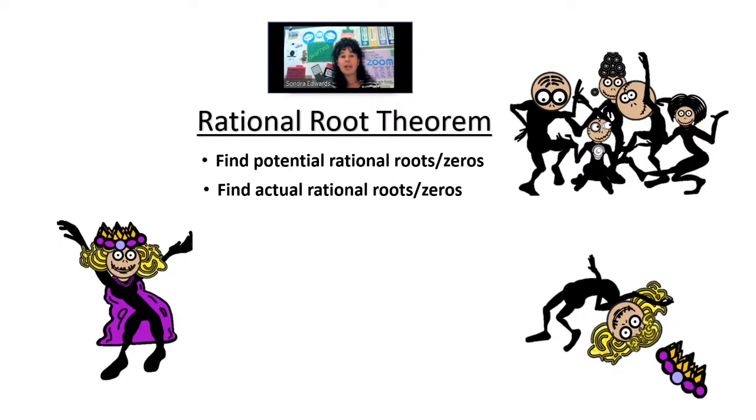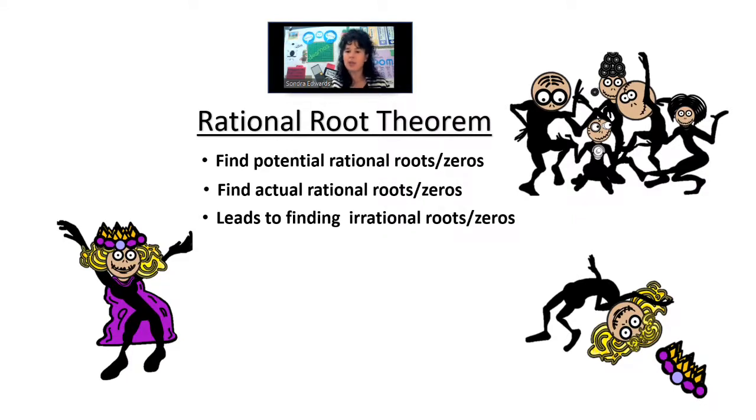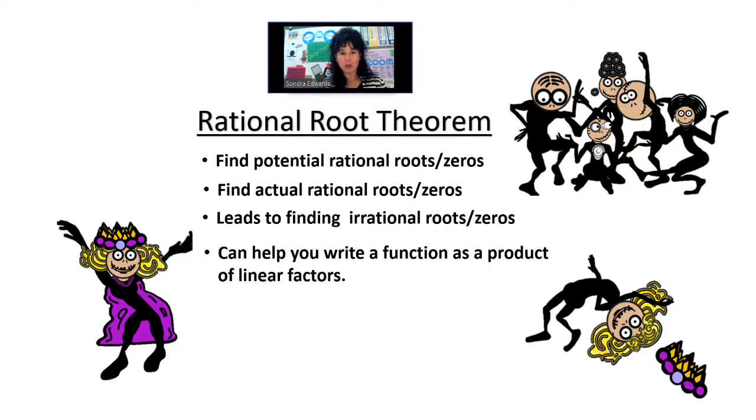But if you have a degree 3 and you only found one that worked, you need to take that and use x minus that number to create a factor. And then once you have a factor, you're going to divide it into the original function, and that's going to lead to finding your irrational ones. You'll come up with a separate equation that you can solve using possibly the quadratic formula, and then you'll have all of your roots, which you can use to factor. X minus each one of those roots is one of the linear factors, allowing you to rewrite the function as a product of linear factors.